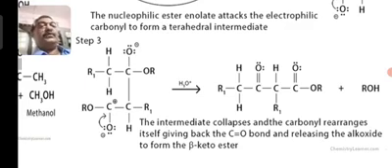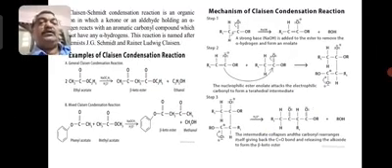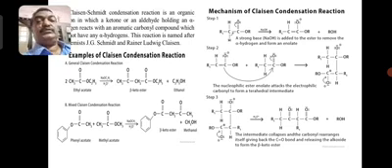So this is the reaction which is similar to the aldol condensation, but the condensation is between two molecules of esters. So these two molecules of ester in presence of NaOH will undergo condensation to give beta keto ester diesters.